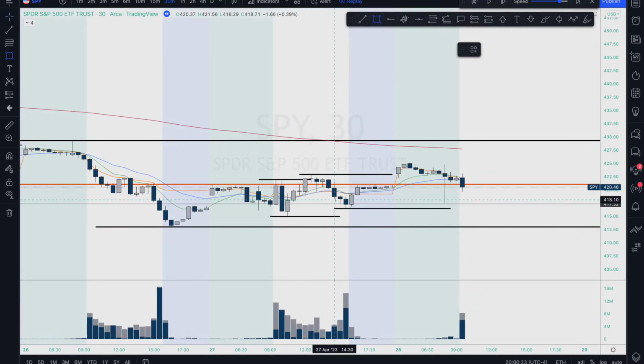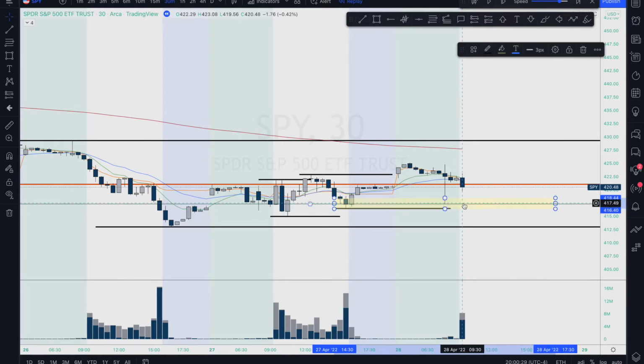And we know right here, the old support, the old bottom. This is one right here. We have a little demand zone created right here on the 30-minute chart. We've tapped into it once.